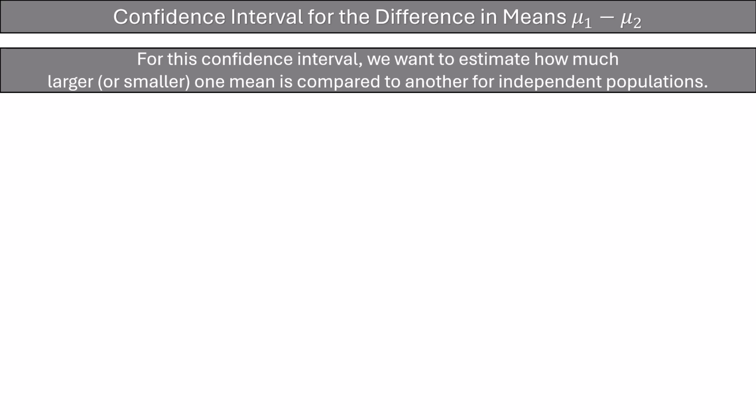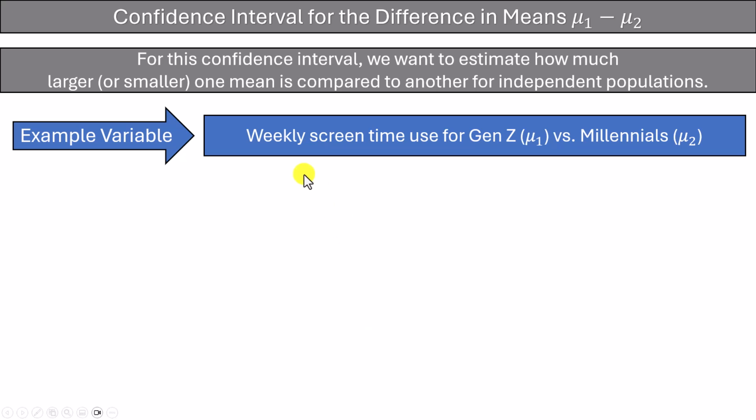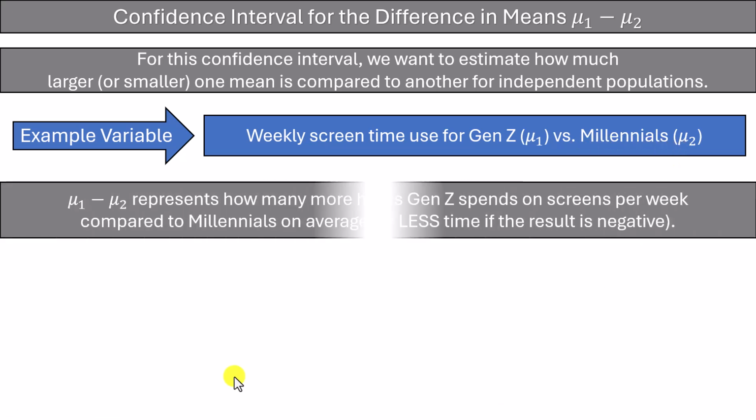For this confidence interval, we want to estimate how much larger, or smaller, one mean is compared to another for independent populations. For example, consider the variable, the weekly screen time use for either Gen Z, population mean 1, or millennials, population mean 2. We are trying to estimate mu1 minus mu2, which represents how many more hours Gen Z spends on screens per week compared to millennials on average, or less time if the result is negative.